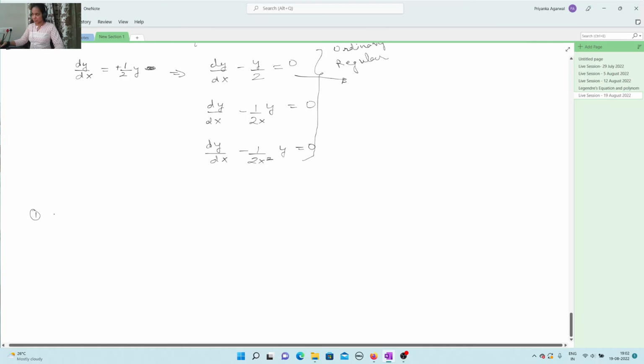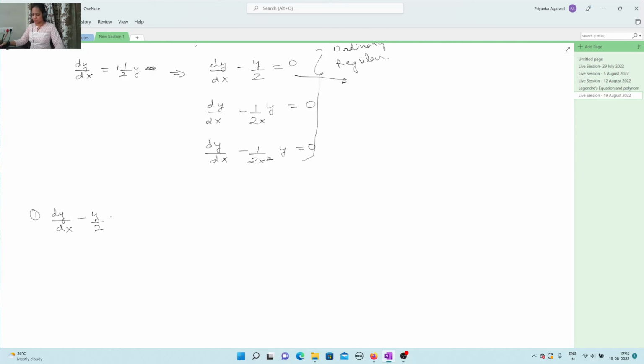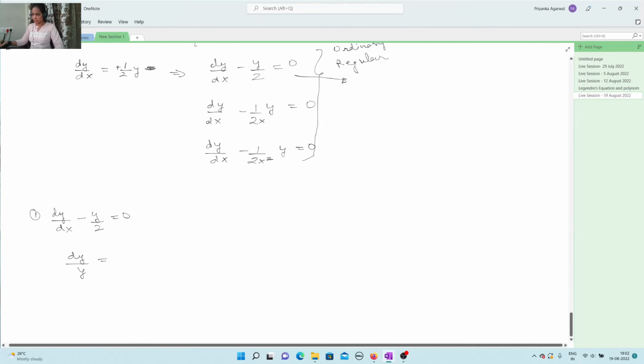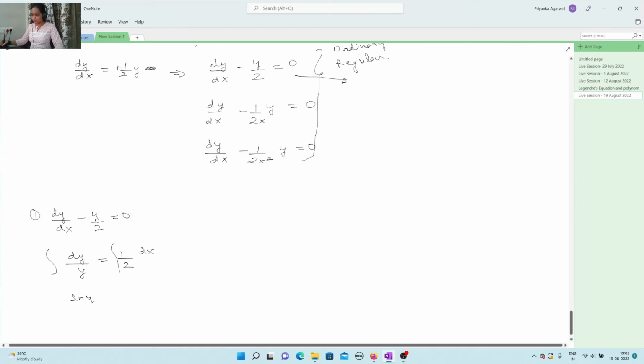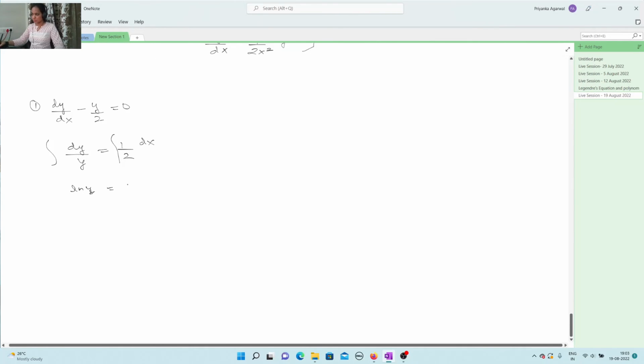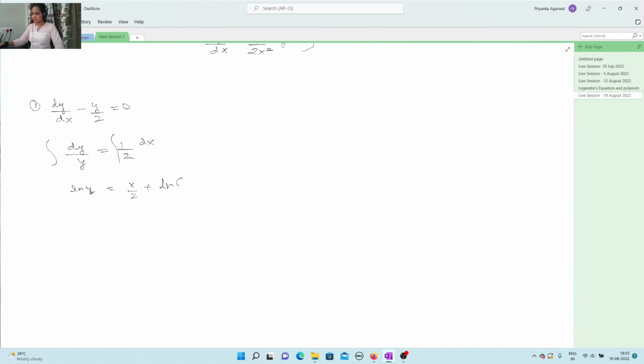For the first equation, dy by dx minus y by 2 equals 0, what will the solution be? Simply you can write it in variable separable form. This will be dy by y equals 1 by 2 dx, integrated on both sides. This is log of y equals x by 2 plus a constant, which I'm writing as log of c so that I can combine with this. Then this will be ln of y by c, because ln y minus ln c is ln y by c, equals x by 2, and y will be some constant multiplied by e to the power x by 2. So this is the solution for this equation.